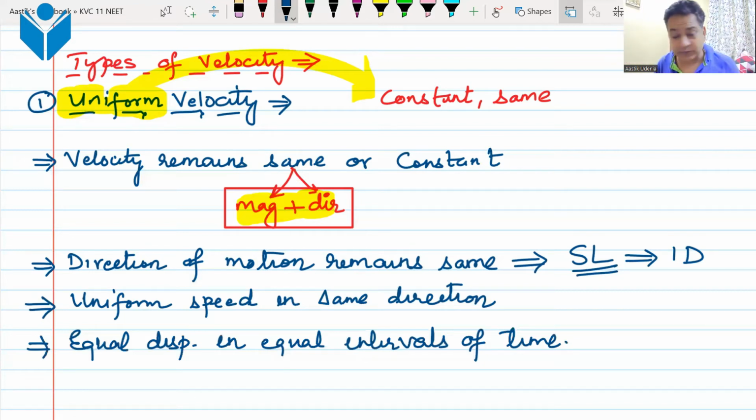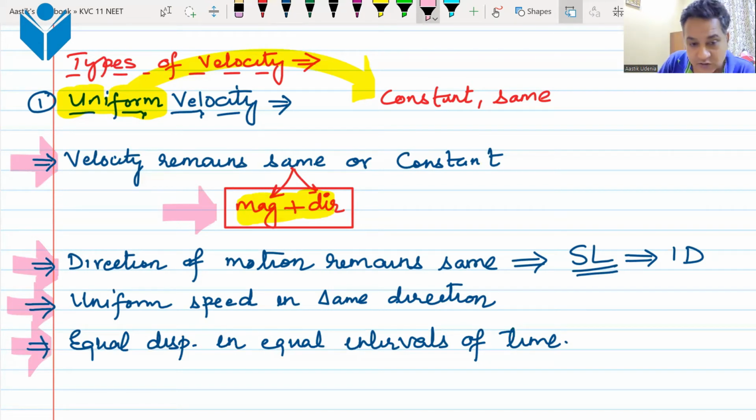I have tried to explain the same thing in different ways. Velocity remains same. It remains same in magnitude. It remains same in direction. Direction of motion does not change. Particle moves in a straight line. It is moving with uniform speed in the same direction, or it is covering equal displacement in equal intervals of time. I'll give you 1 minute to note them down.